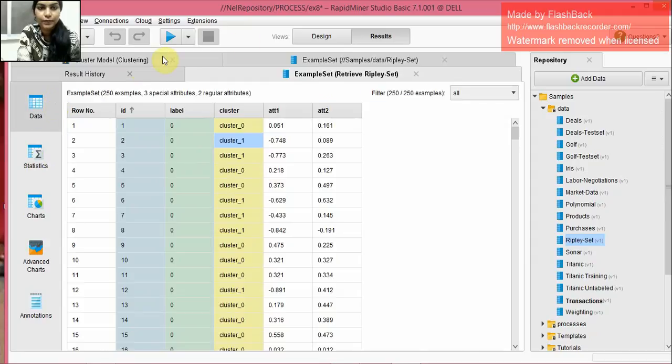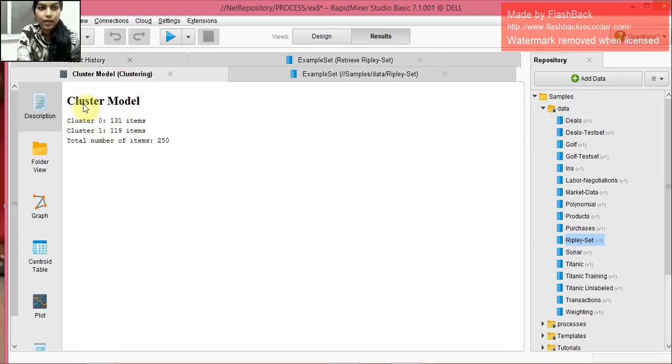and further, this is a cluster model. That is, there are two clusters, cluster 0 as well as cluster 1. Cluster 0 has 131 elements and cluster 1 has 119 elements. The total number of elements is 250. So after applying the cluster, the whole dataset is converted into two clusters, that is 0 and 1.